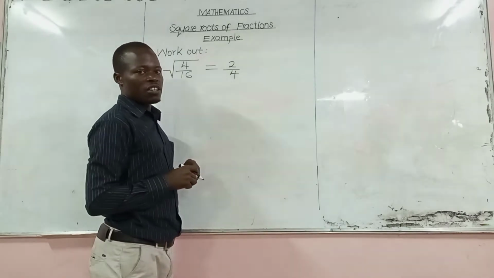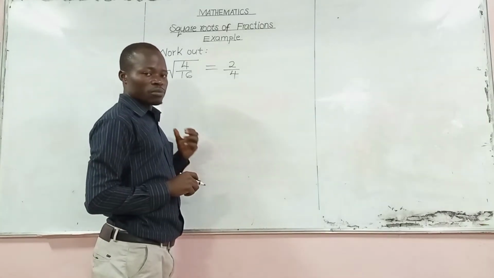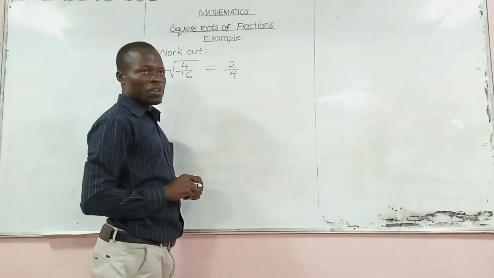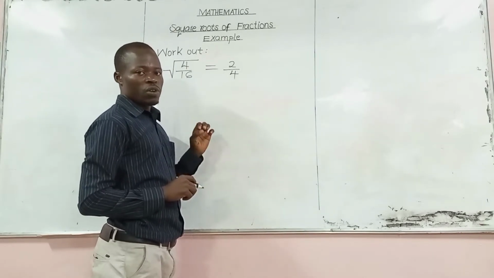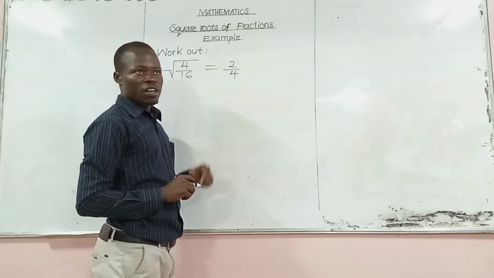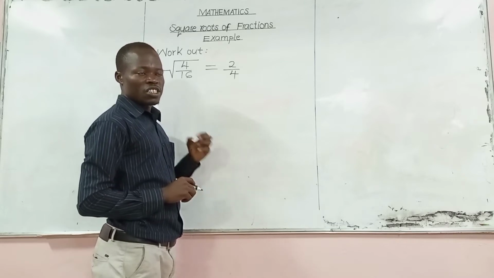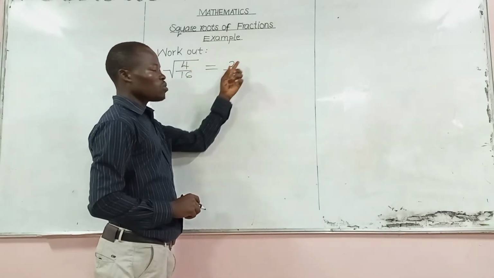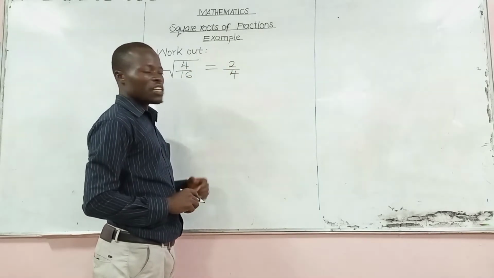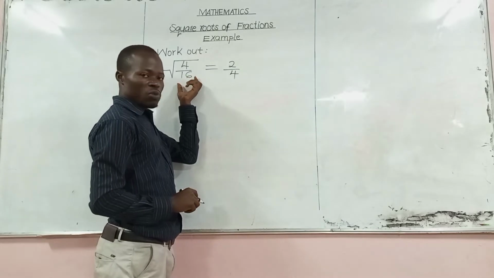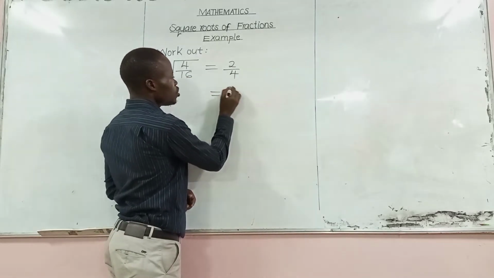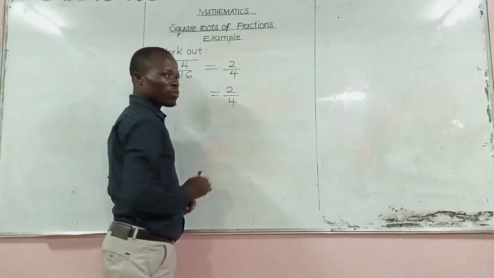So we realize that when you are asked to get the square root of a fraction, you simply get the square root of the numerator and the square root of the denominator. So in this case, the numerator is 4, the square root is 2. The denominator is 16, so its square root is 4. So our answer becomes 2 over 4.